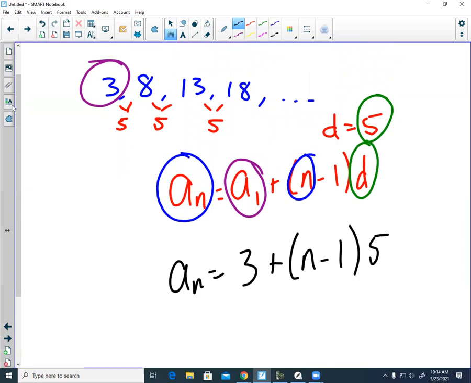Okay, so AN stays, should be there. A1 is the first term in the pattern, which is 3. N minus 1 stays there. The difference is 5.